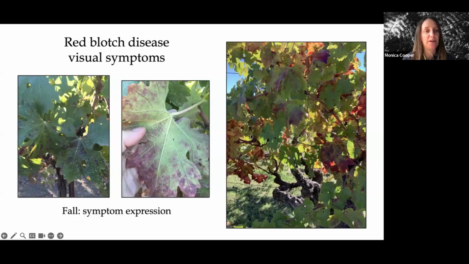The visual symptoms of red blotch disease, just like the name suggests, are blotchy, irregular spots on the leaf blades. Those symptoms are most obvious from around the time the grapes start ripening, but mainly into the fall. So in Northern California, we're looking at symptoms in the months of September and October. Usually we're looking at symptoms from mid-September, and then we stop by Halloween because the leaves are senescing and we don't see symptoms very well anymore.